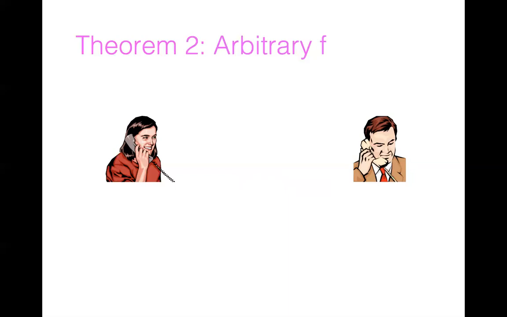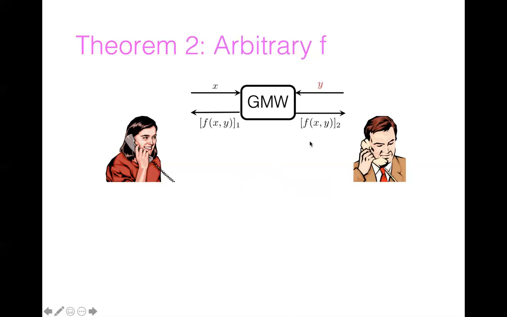Now, moving on to Theorem 2, here we said that we can extend this if we have a weakly private protocol for the function F. Here we're going to consider an arbitrary function. I'm still showing the diagram for two-party, but this diagram works even for multi-party. So let's just instantiate it with one of the protocols before talking about our generalization. The idea is that, let's just assume they're executing the classic GMW protocol in the OT hybrid. They're going to put in their input, and they're going to learn shares of the result.